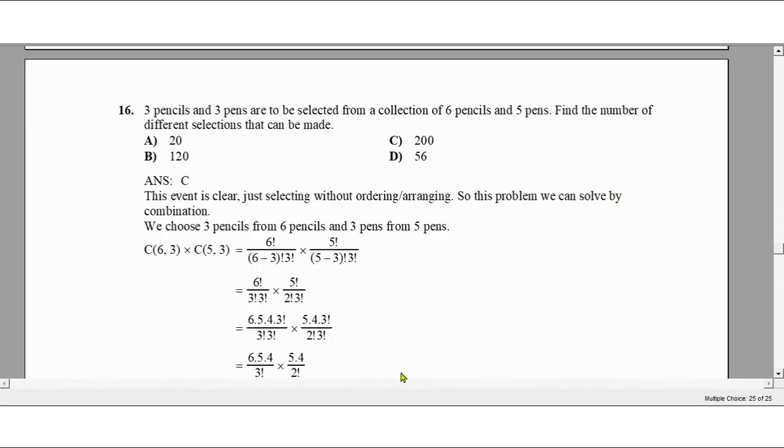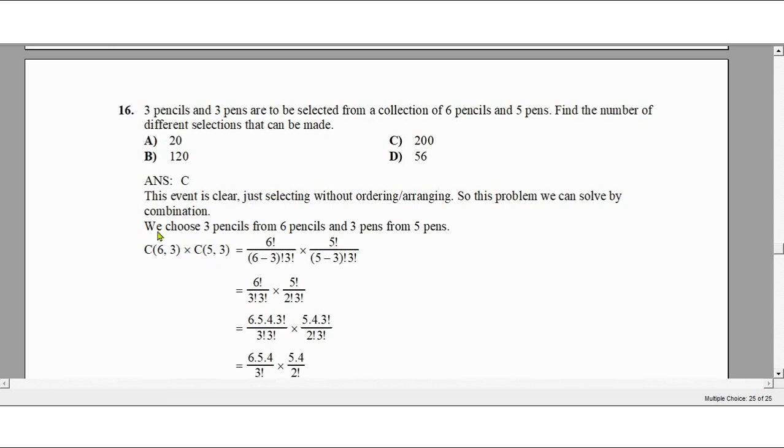For number 16, 3 pencils and 3 pens are to be selected from a collection of 6 pencils and 5 pens. Find the number of different selections that can be made. Alright, so this is clear. It's just selecting without ordering or arranging, right? So we can solve this problem by using the combination concept or combination formula here.